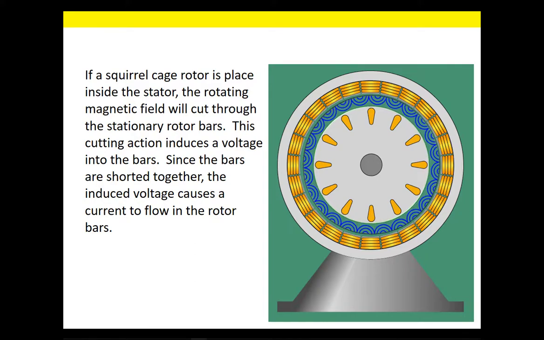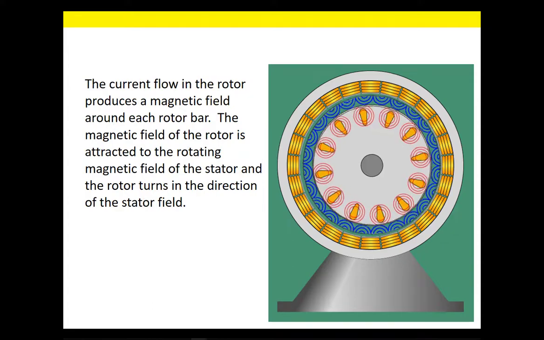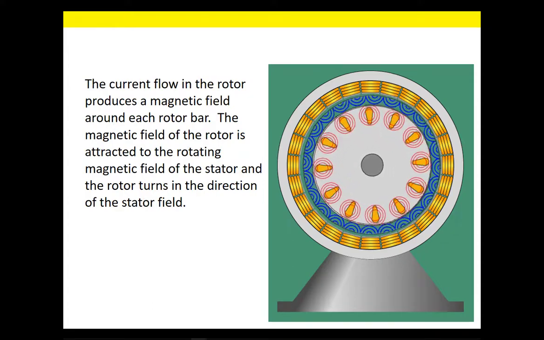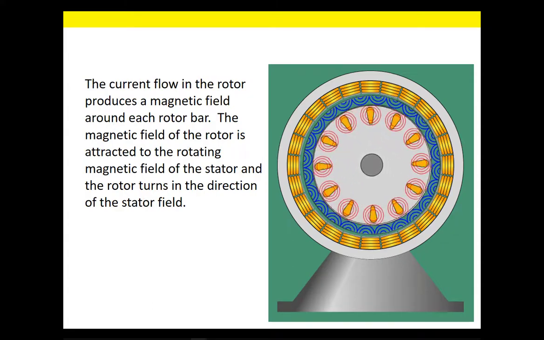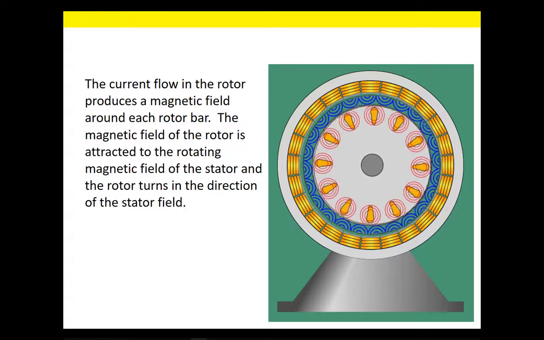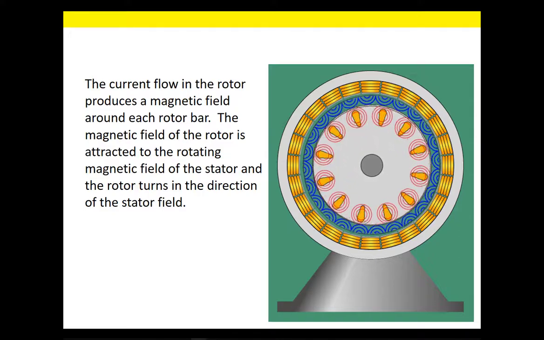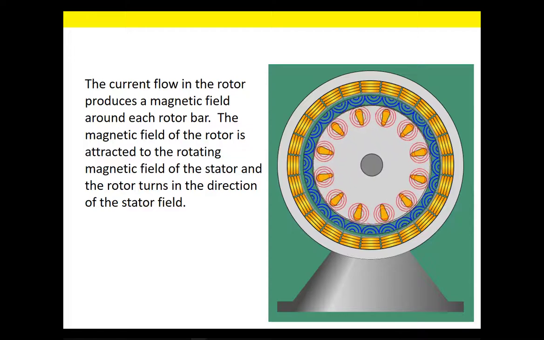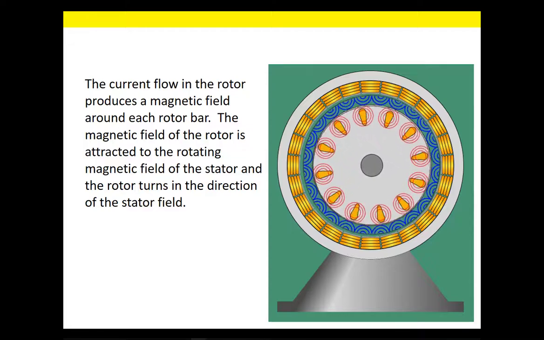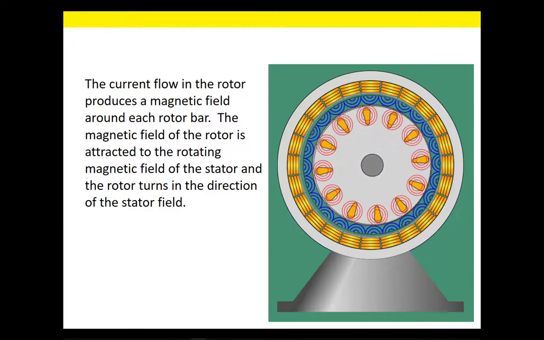This cutting action will induce a voltage, such as this. And as soon as we have a voltage induced in the rotor bars, current is going to start to flow. Current flows in these rotor bars. They develop a magnetic field. The stator magnetic field and the rotor magnetic fields start to interact, and the rotor starts to rotate.